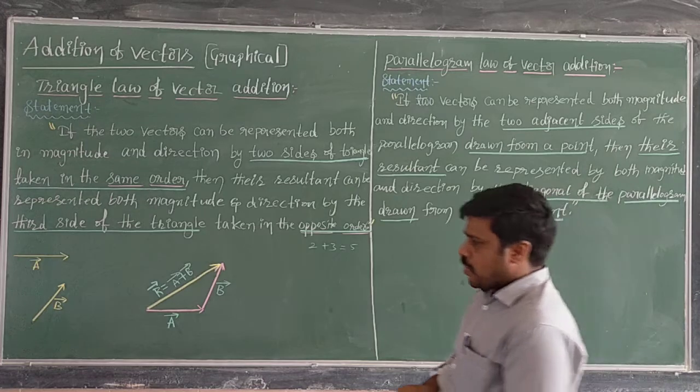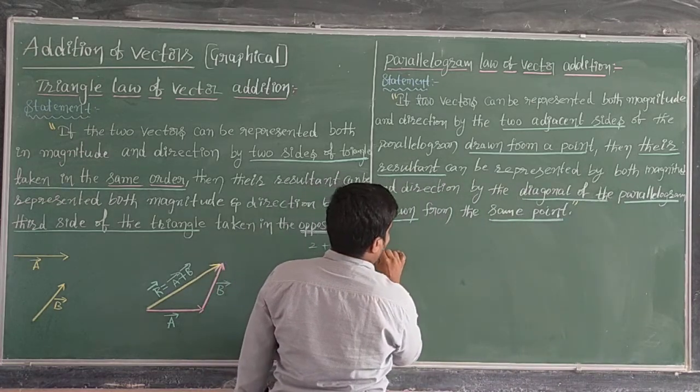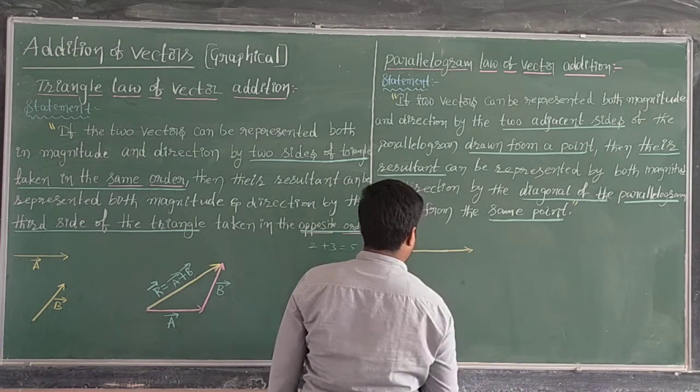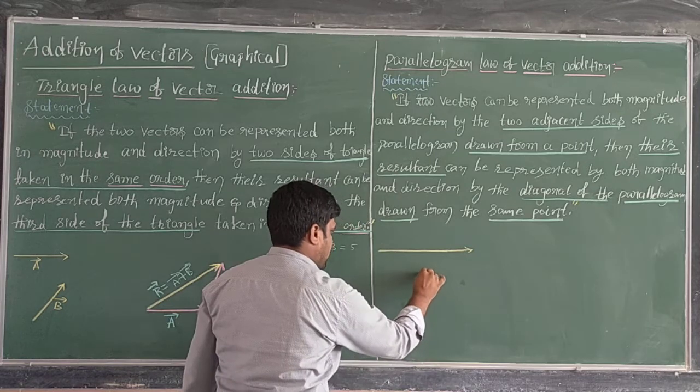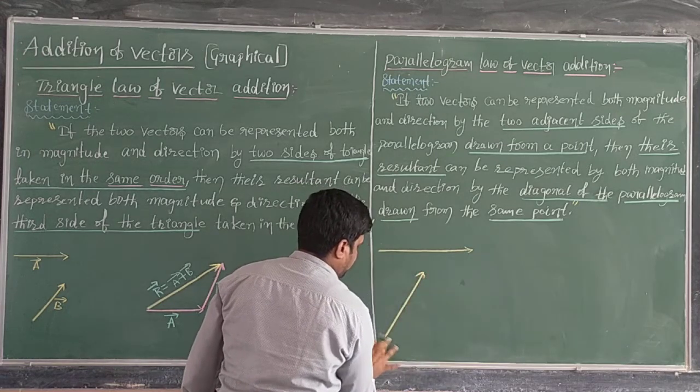You just see, once again I am going to take two vectors. Now this is nothing but the vector A bar. And here I am having another vector, that is nothing but B bar.